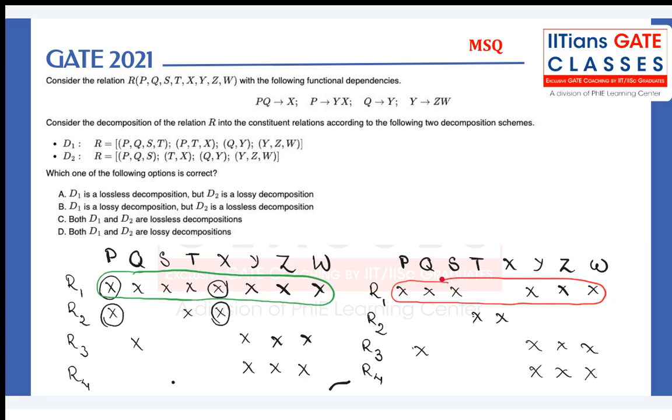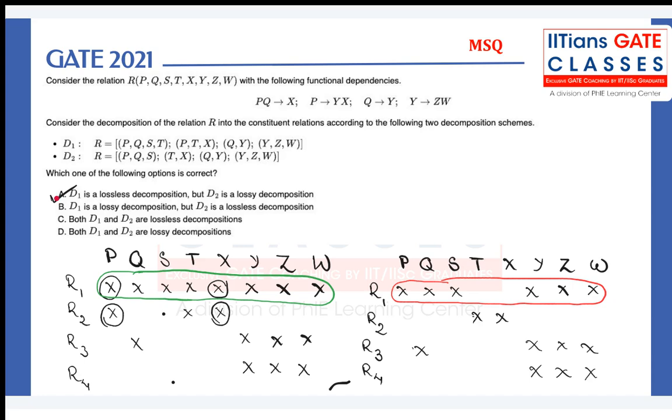So, which is the answer? What is the correct answer to the question? Which option is correct? D1 is lossless, D2 is lossy. So, option A is correct. Is the chase algorithm clear? Just stop when you get a row full of marks. That means it's lossless. Done, story is complete.